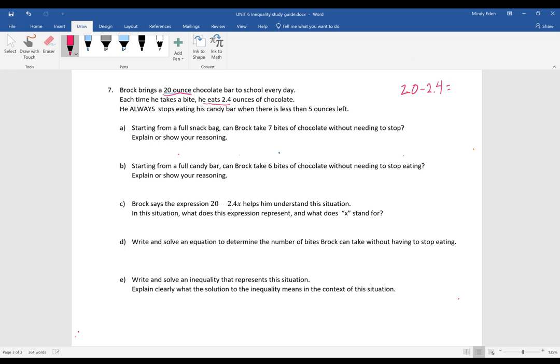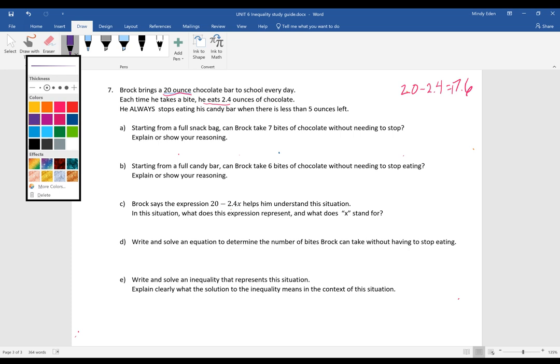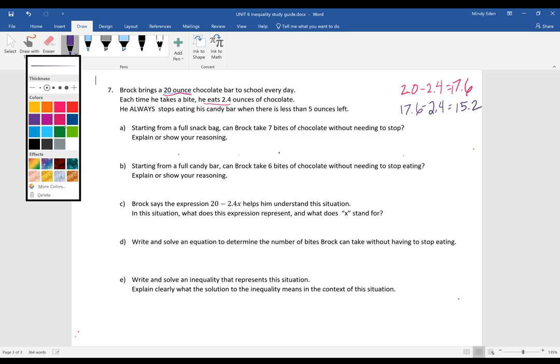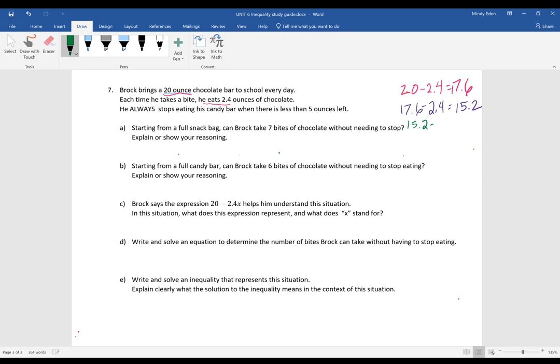So 20 minus 2.4 gives me 17.6 ounces of chocolate left. All right, so he's going to take another bite. So 17.6 minus 2.4 is going to give me 15.2 ounces. I'm going to take another bite. 15.2 minus 2.4, which is 12.8. And then 12.8 minus 2.4 is 10.4. 10.4 minus 2.4 is 8 exactly.